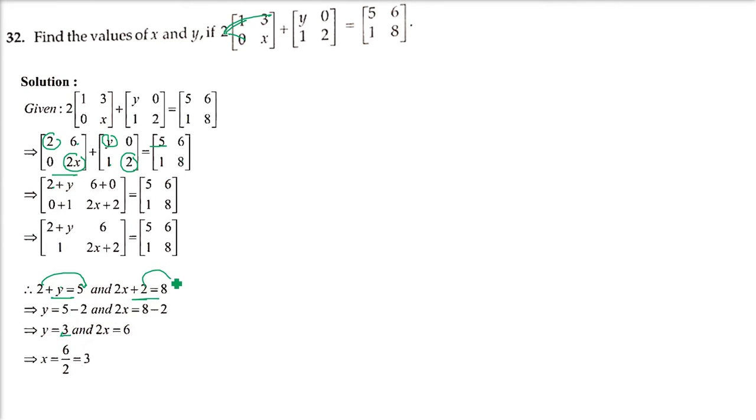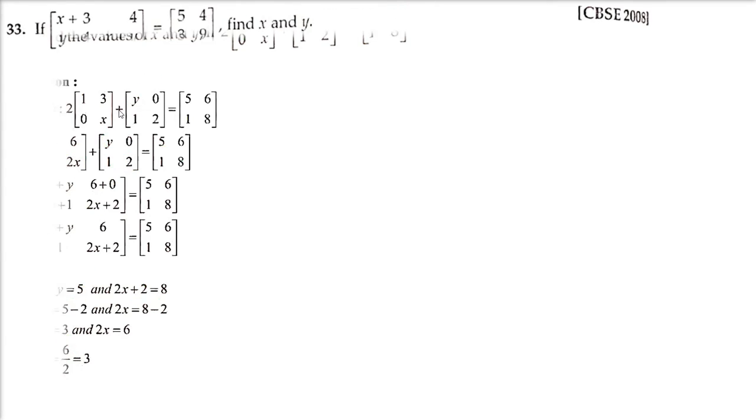And this is going to be 2x is 6. So x will be 6 by 2, that is 3. So 2x is 6, you get 3. So y is 3 and x is also the number which I showed you.